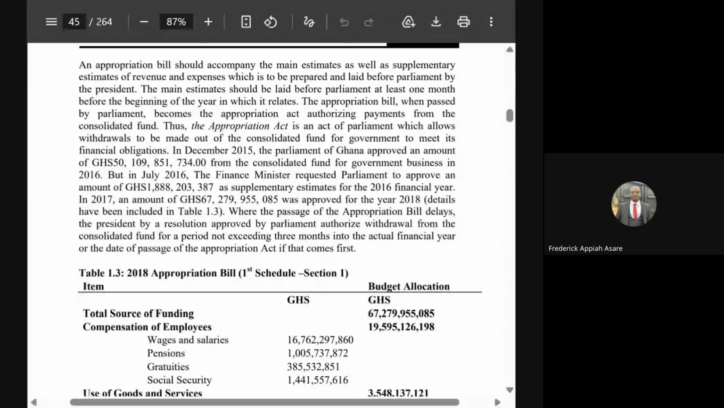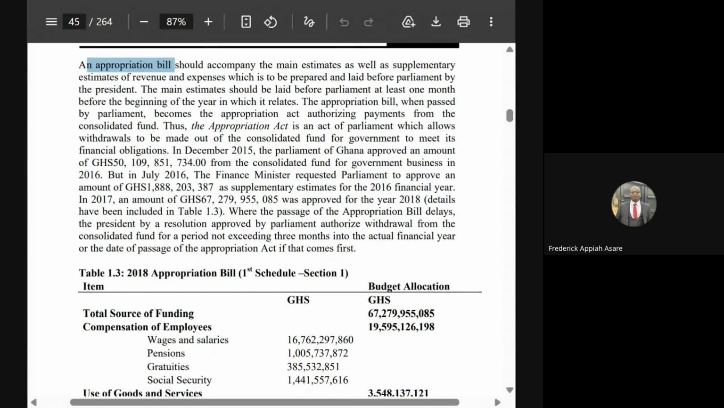An appropriation bill should accompany the main estimate as well as the supplementary estimates of revenue, which is to be prepared and laid before Parliament by the President. So, as I said, when you want to spend from it, you have to send an appropriation bill to Parliament. When they approve, it becomes an appropriation act.